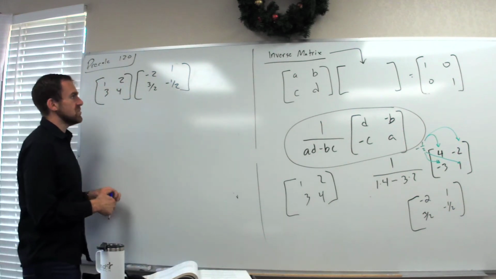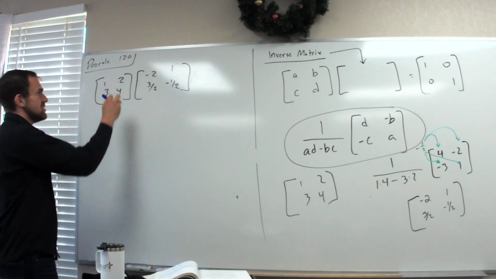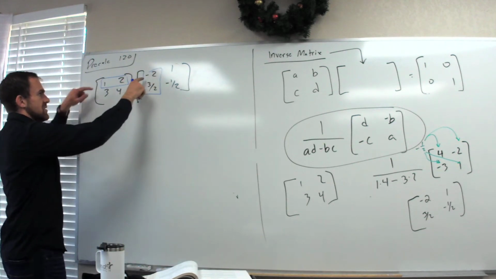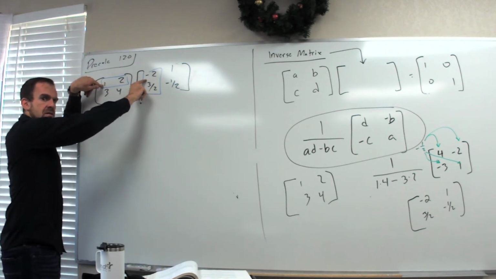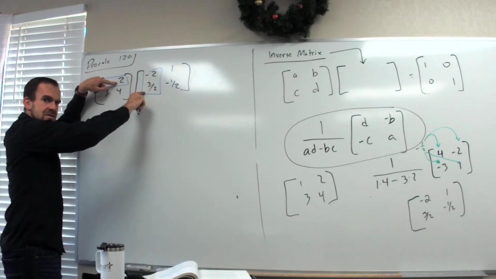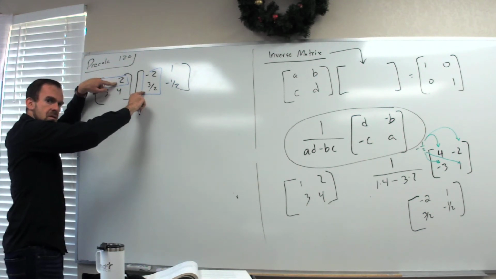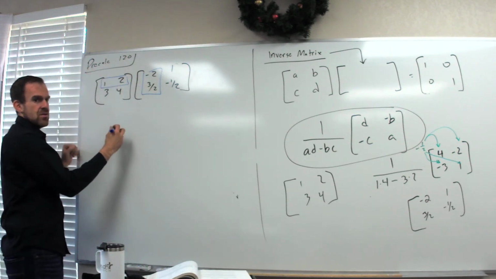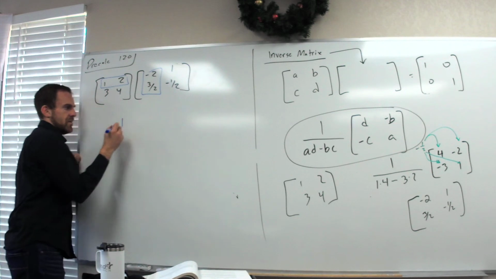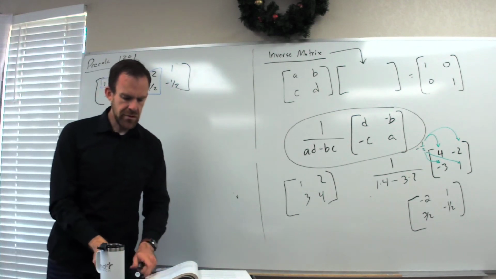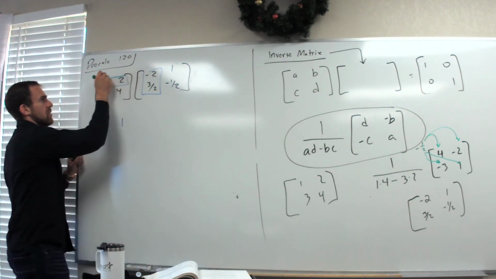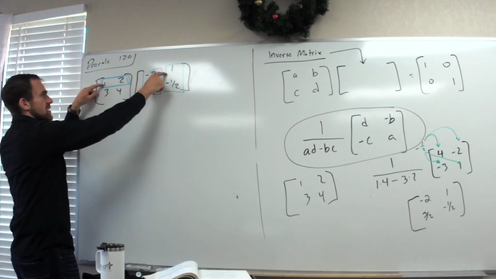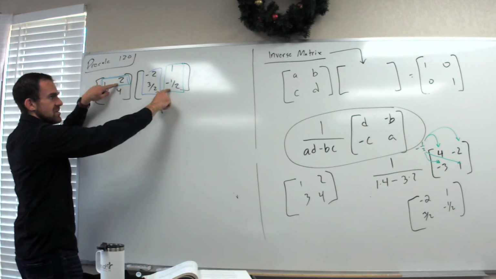Okay, so let's multiply. How do we do matrix multiplication? You take the row times the column. So 1 times negative 2 is? 2 times 3 halves is? 3. Negative 2 plus 3 is? 1. Now we're going to take this row times this column. 1 times 1 is? Minus?